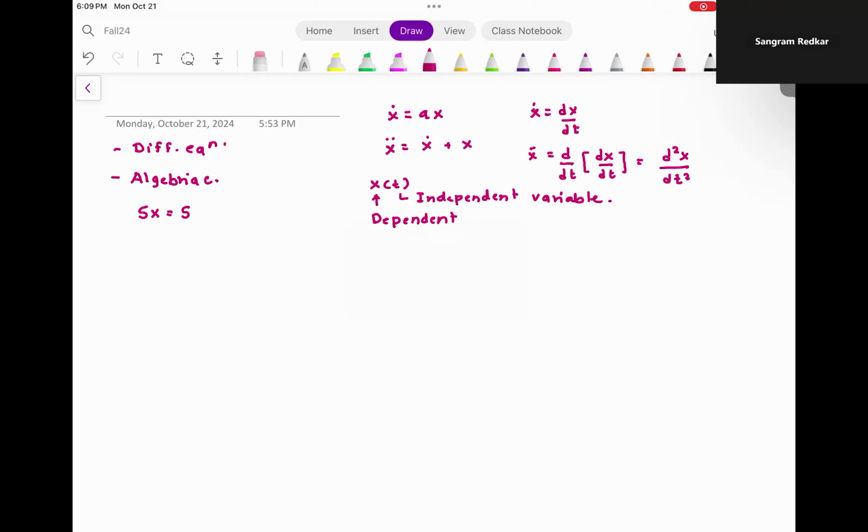Right? If my x is 0, my x dot is going to be the derivative of 0, which is 0. Left hand side 0, right hand side 0. So x is equal to 0 is a solution of the differential equation x dot is equal to ax. It is also a solution of the differential equation x double dot is equal to x dot plus x. x is equal to 0 is a valid solution.